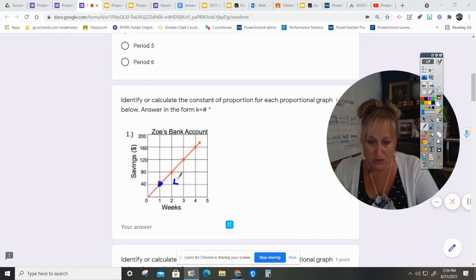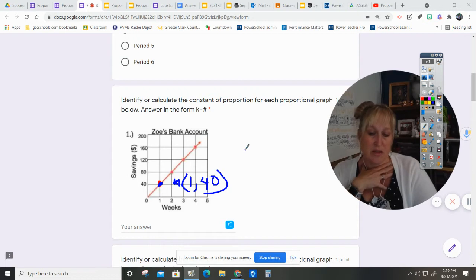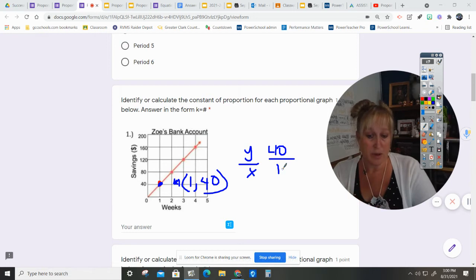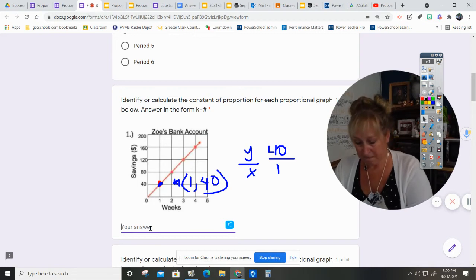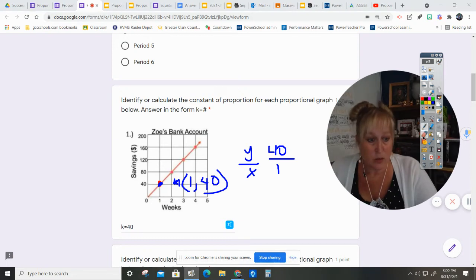And that point is 1, 40. So in order to do this, you will be doing your y term over your x term. So the y term in this point is 40 over 1. So 40 divided by 1, my answer is 40. So you'll type in k equals 40.